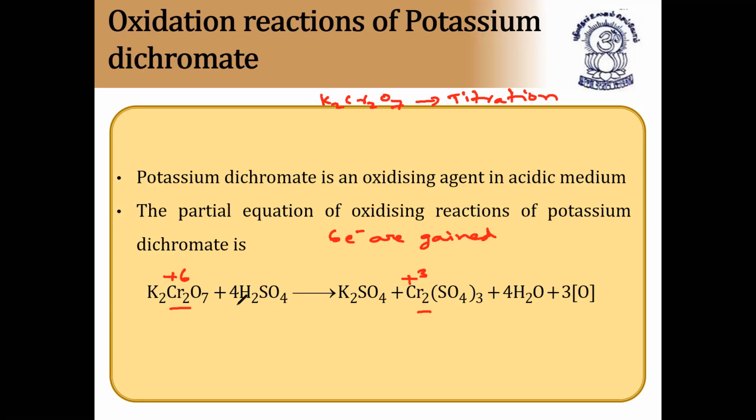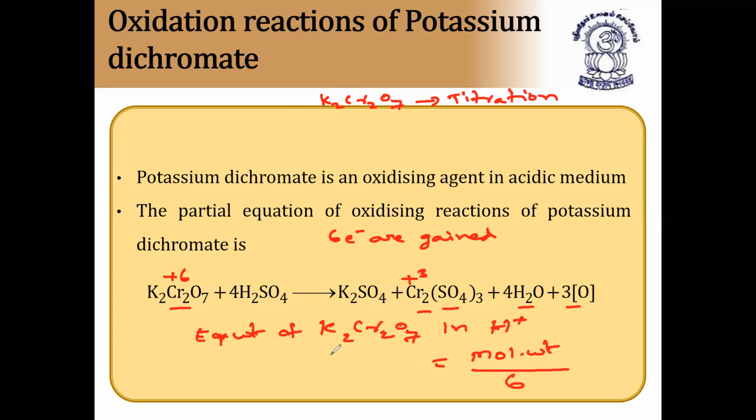Potassium dichromate on reaction with sulfuric acid forms potassium sulfate, chromium sulfate, water and 3 nascent oxygens. So this is the basic equation. Now, how to find the equivalent weight of potassium dichromate? The equivalent weight of potassium dichromate in acidic medium, that is H plus medium, is equal to molecular weight by 6. They'll ask this in examination, so you have to remember these two concepts carefully.